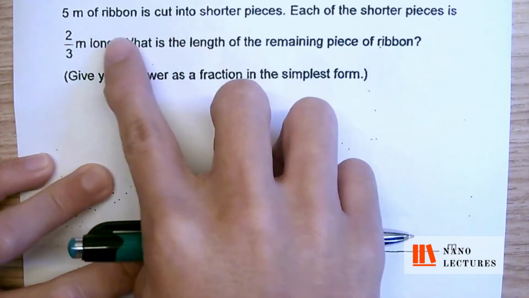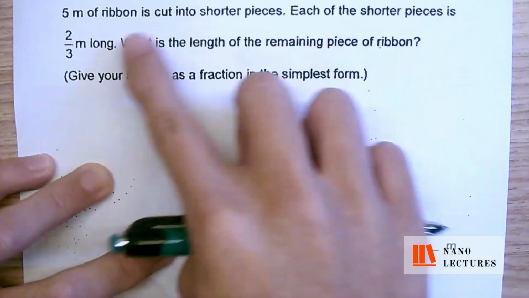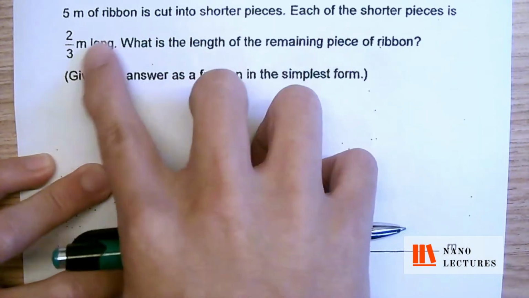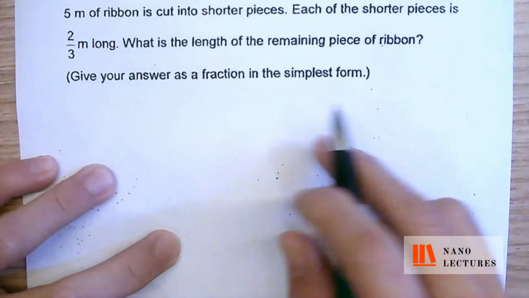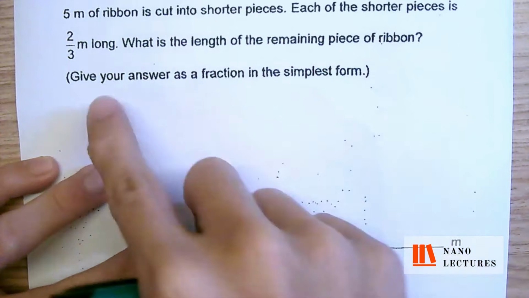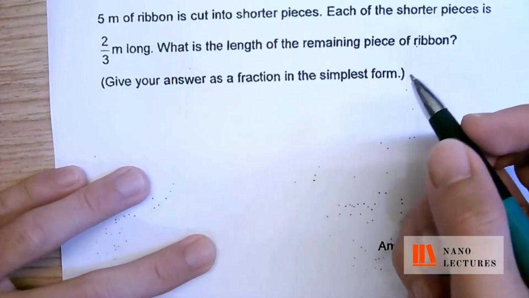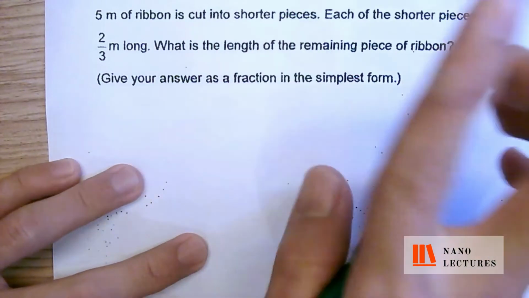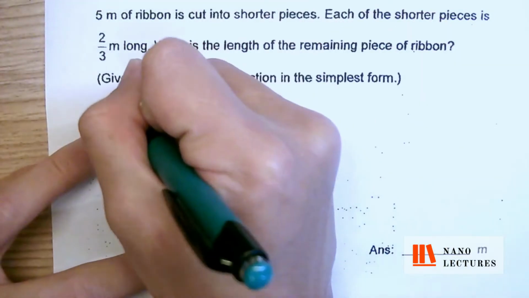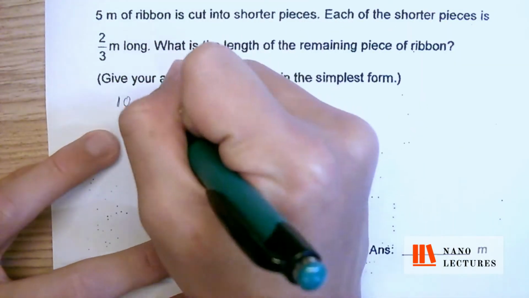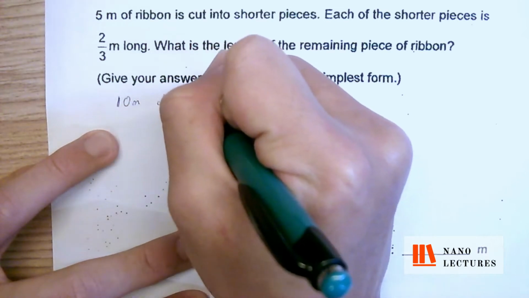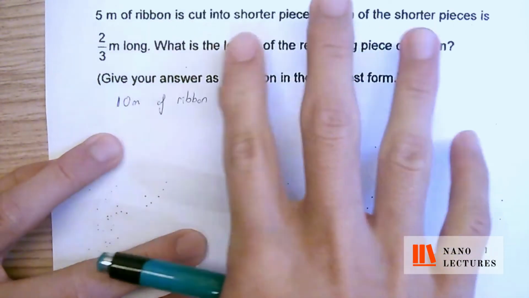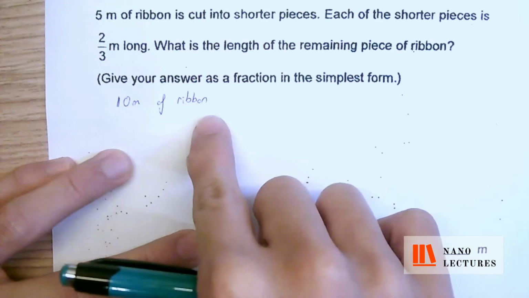Over here, they actually didn't tell us how many pieces of shorter ribbons there are. Okay, so over here the working is actually this. Now I'm going to use a simple analogy to help you visualize this question. Let's say, for example, I have 10 meters of ribbon. You can ignore this question first. Let's say I have 10 meters of ribbon.